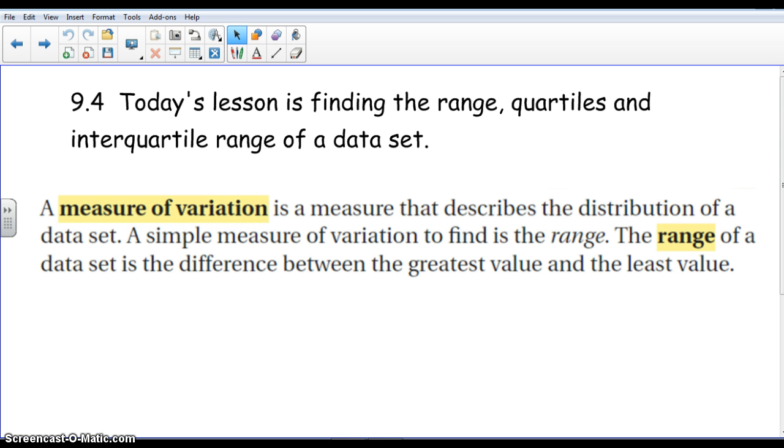A simple measure of variation is to find its range. The range of a data set is the difference between the greatest value and the least value. Take a minute, fill that in, and come on back.